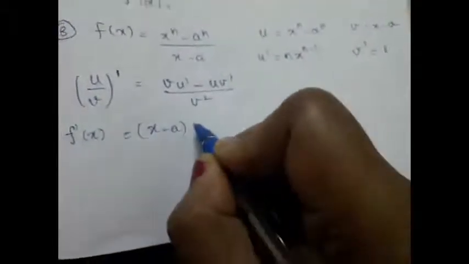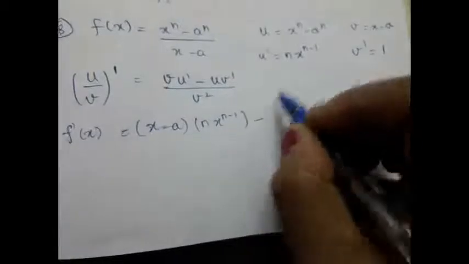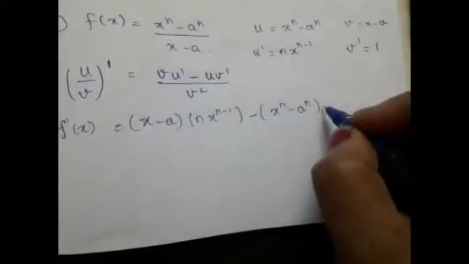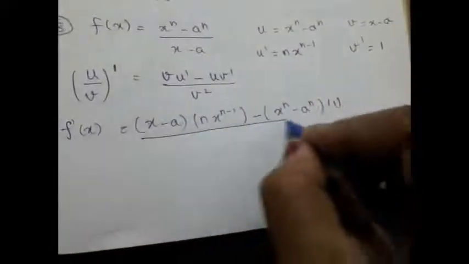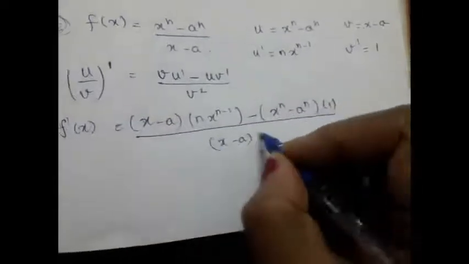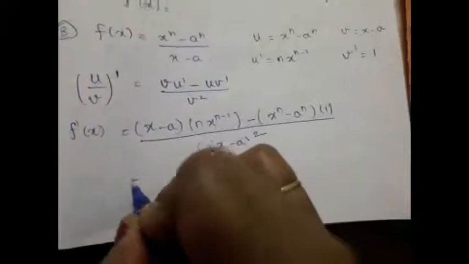Therefore, f dash of x is equals to v u dash. V is x minus a into u dash is n into x power n minus 1, minus u into v dash. Here u is x power n minus a power n, and v dash is 1. The whole divided by v square, and v square is x minus a the whole square. Right? Now we can expand the numerator by multiplying.